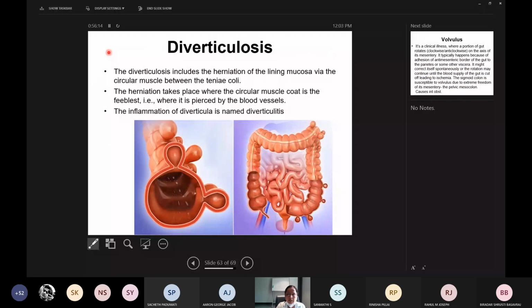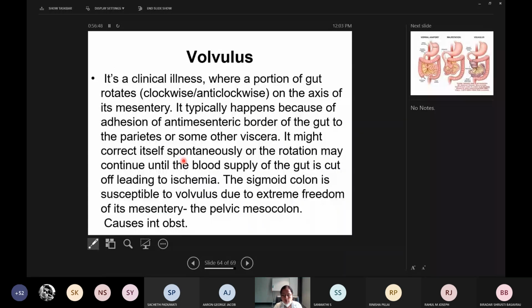The next you have got is diverticulosis. What is this? It is the herniation, or small pockets, of the lining mucosa via the circular muscle in between the tinea coli. The herniation takes place where the circular muscle is feeble. The inflammation of this diverticulum is called diverticulitis. So you can see here small out pockets. That is the herniation of the lining mucosa. That is diverticulosis.